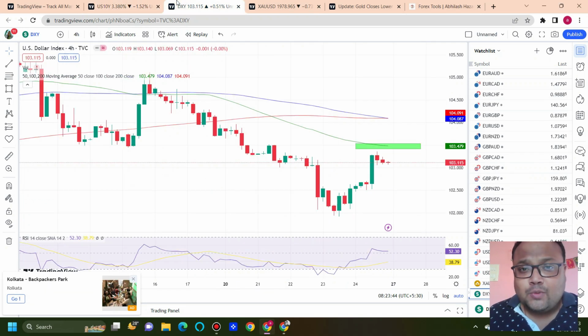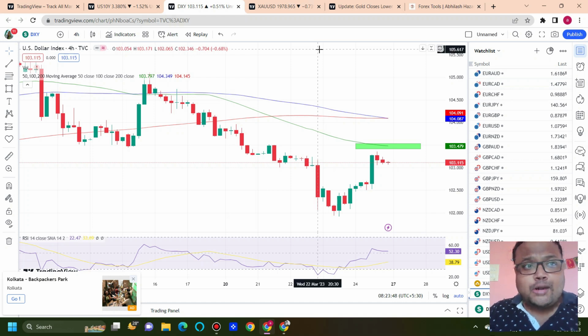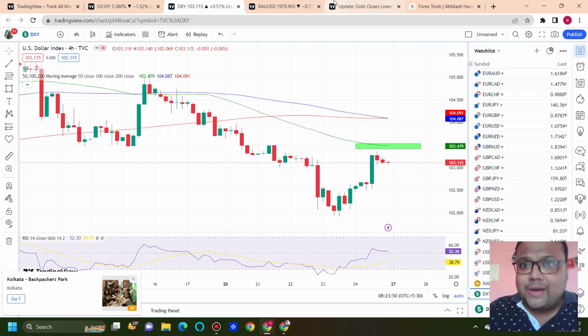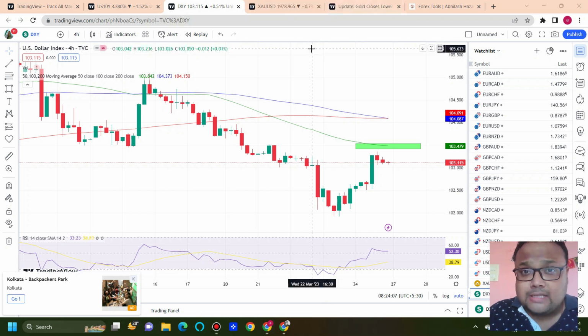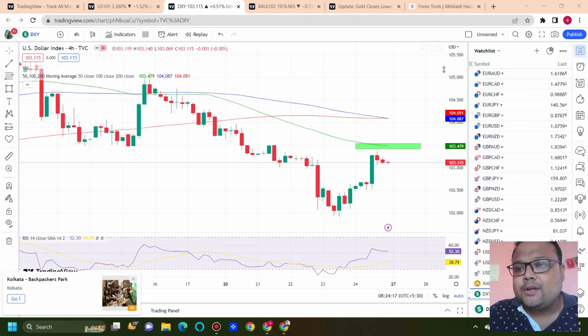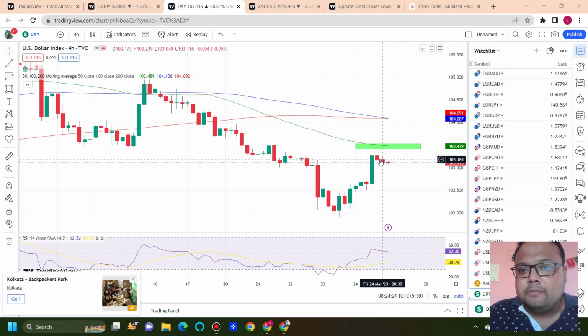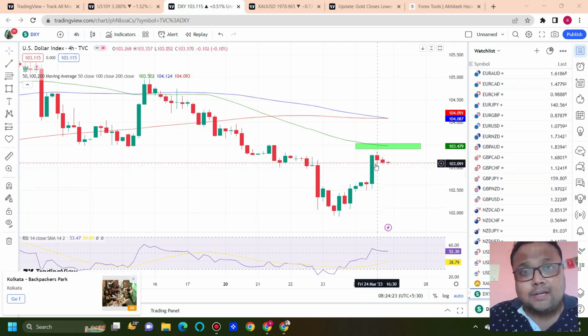First of all, DXY. Though the previous correlation of gold and DXY is not going well right now, as a forex trader, it is our duty to know what is happening in DXY. After all, the US dollar is the most popular and most traded currency in the whole world. DXY closed at 103.11, and this massive candle gave us the confirmation that bulls are very serious right now about taking the market up.